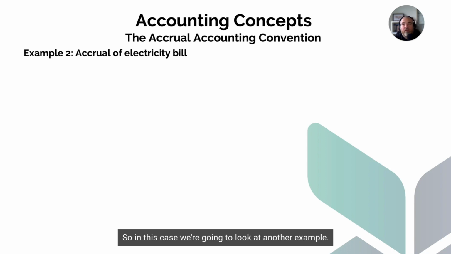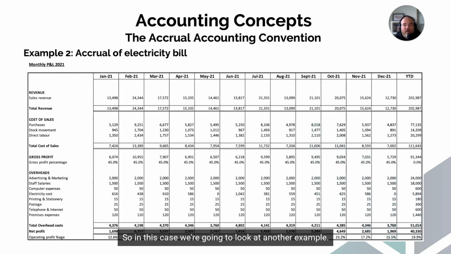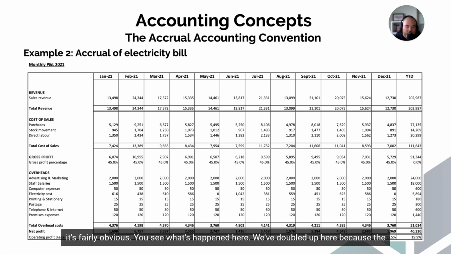So in this case, we're going to look at another example. It's fairly similar actually, because it's all about the timing of expenses in a given period. So in this example here, we've got electricity cost here, 600, 400, etc. And then when we get to May, it's 0. And then in June, it's nearly double what it would normally be. So it's fairly simple. It's fairly obvious to see what's happened here.